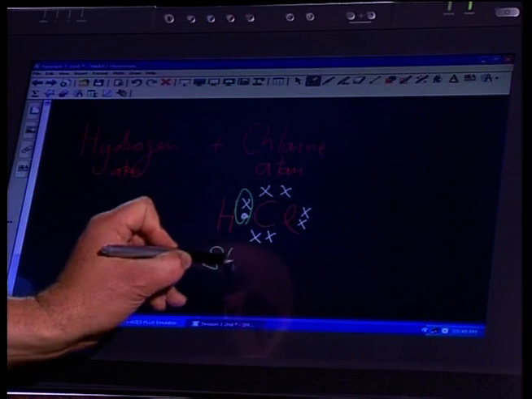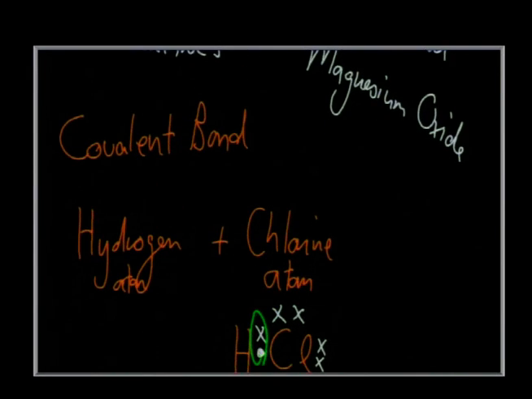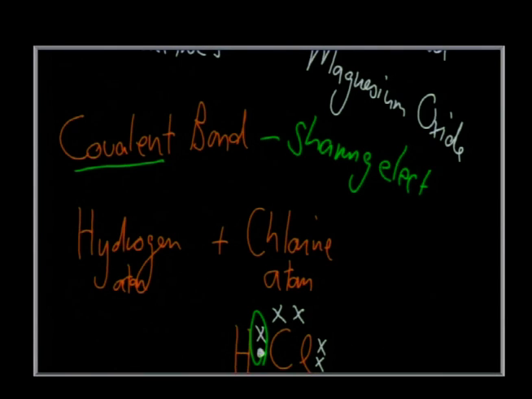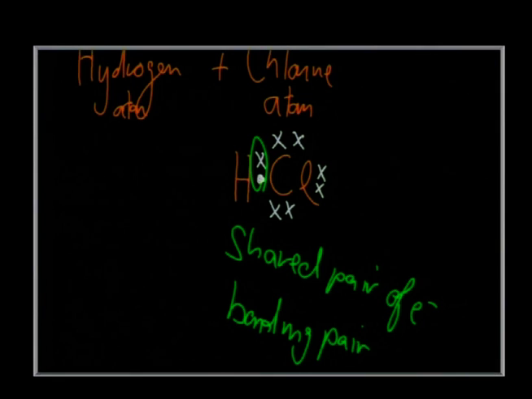So this pair of electrons is shared. It's a shared pair. It's shared between the hydrogen and the chlorine, and that's what covalent bonding is all about. It's about sharing electrons to get the outer energy level full. Sharing electrons. We say that we've got a shared pair of electrons, and this is known as your bonding pair. Right, there's your covalent structure.